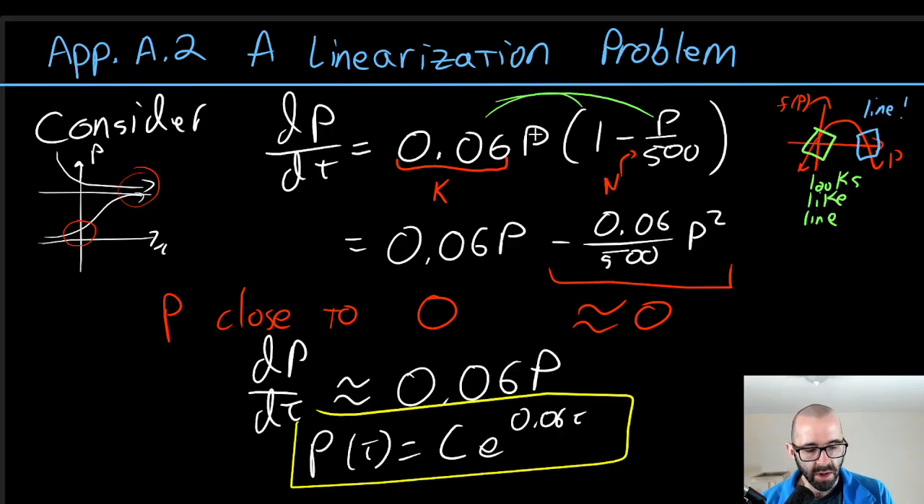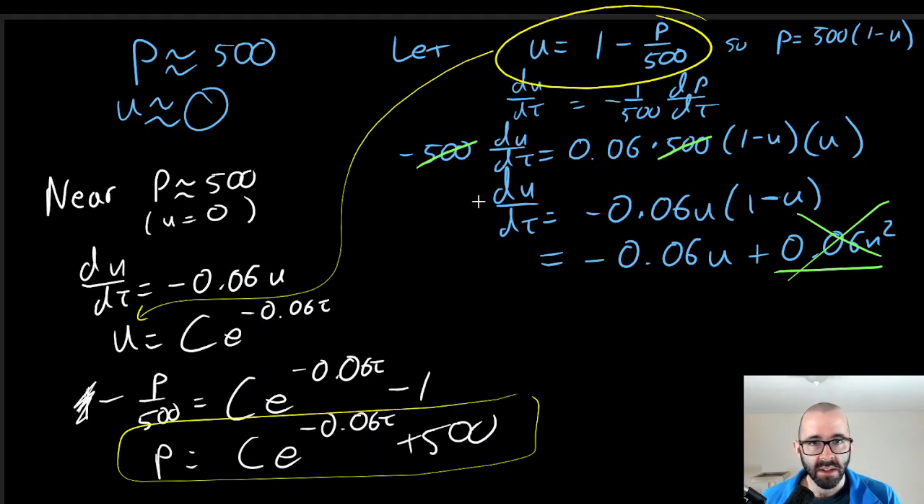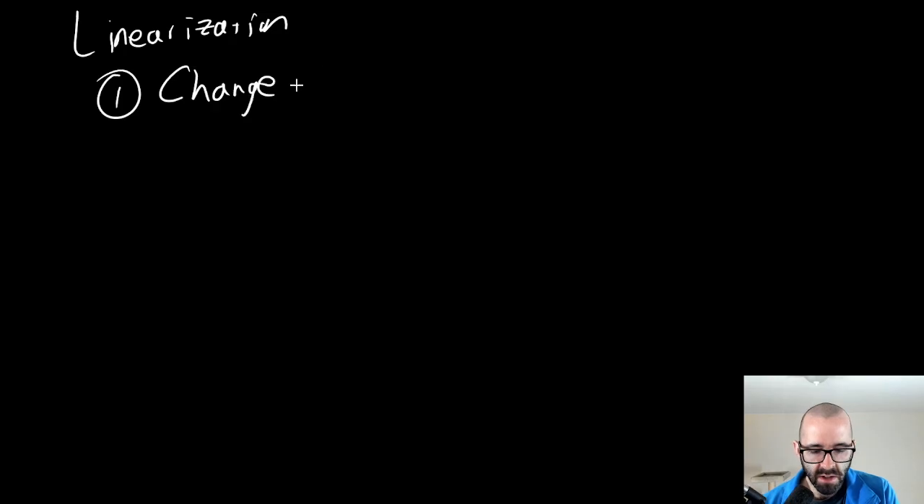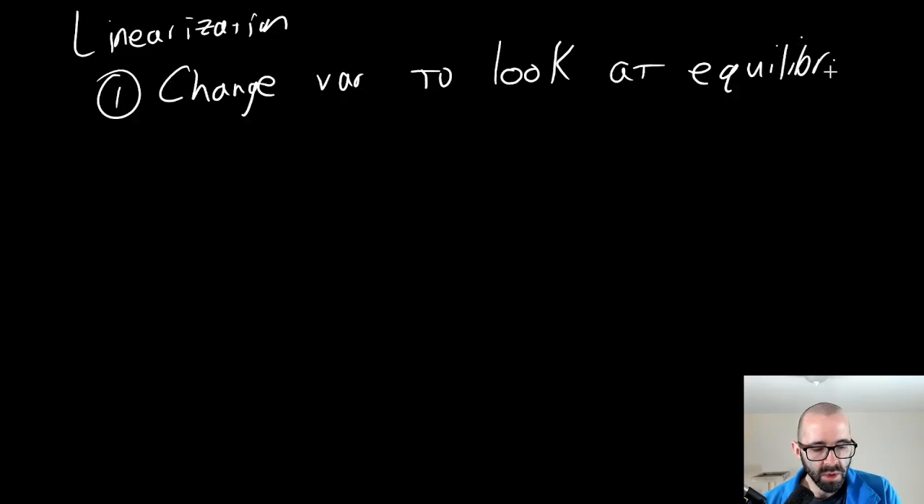All right. We could do this for really any differential equation. All right. Really much easier with polynomial right-hand sides, but again, we can do this with anything, and that's linearization. So to summarize, what are we doing here for linearization? Well, we're changing the variables to look at equilibria, an equilibrium point of zero.